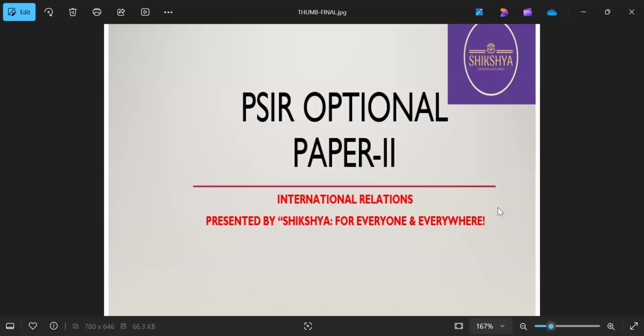Now we have started discussing Paper 2, International Relations, and in that the first unit is Indian foreign policy. In the last three classes, we discussed what we mean by foreign policy. Then, specific to Indian foreign policy, we have seen what the broader objectives of Indian foreign policy are, and how this foreign policy is guiding India's national interest in various dimensions.